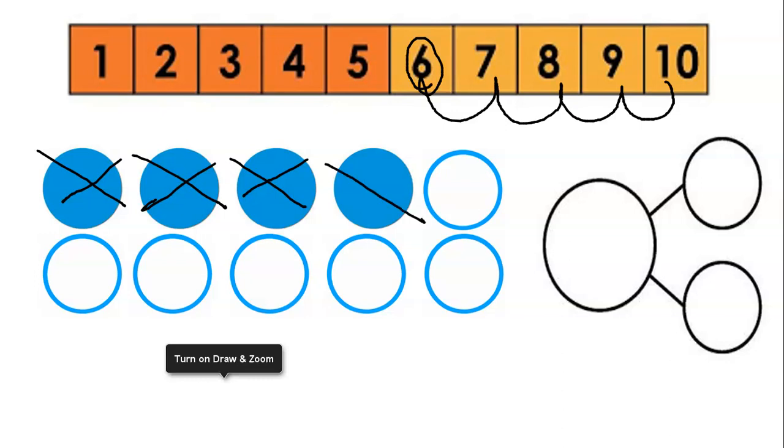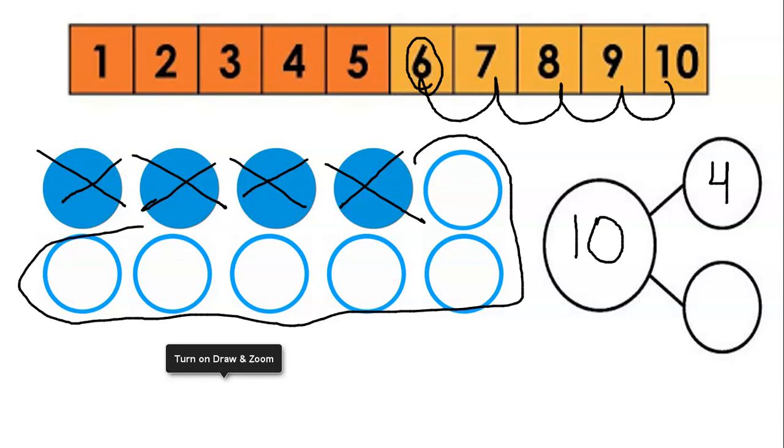And then let's fill out our number bond. So we started off with 10 pigeons. We had 10 pigeons all together. That was our whole. 4 went away. That's the 1 part. Then we had 6 left. That is the other part.